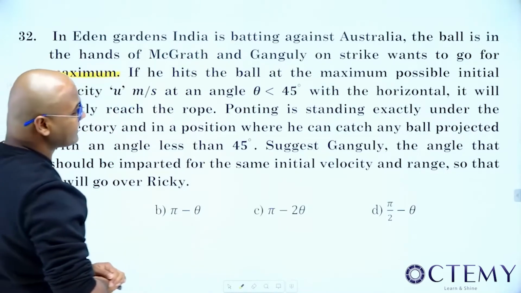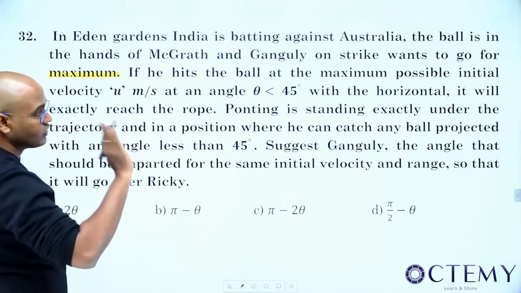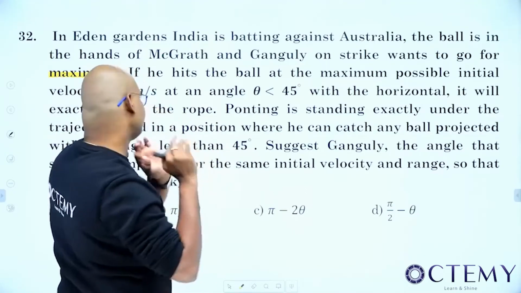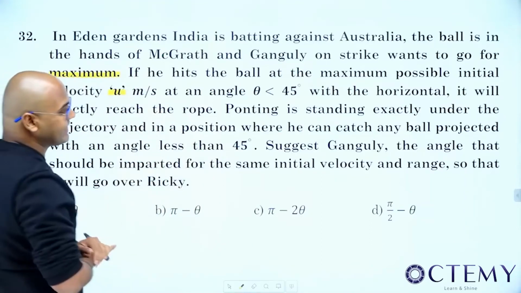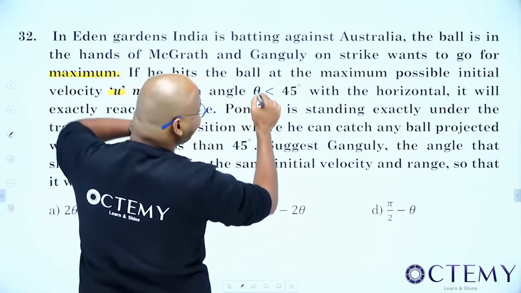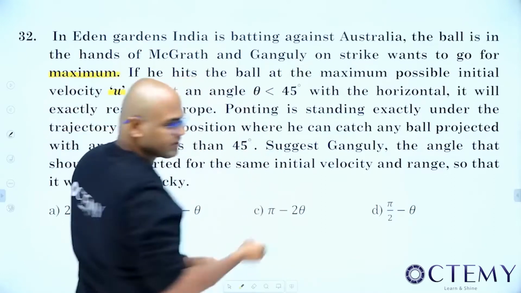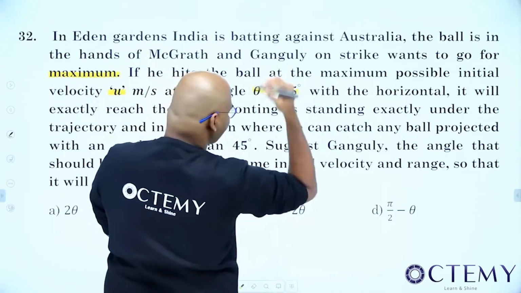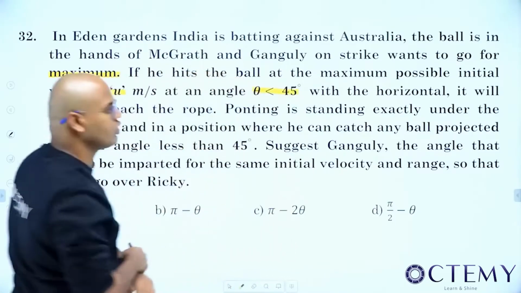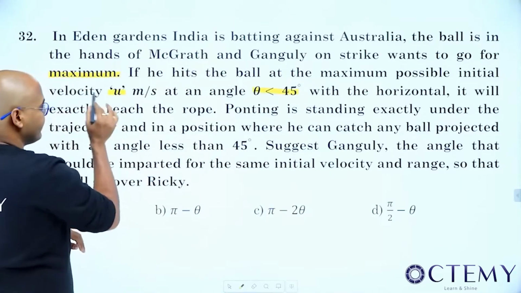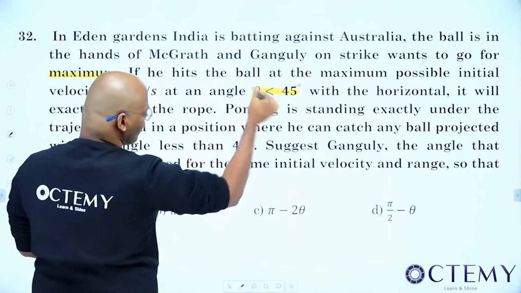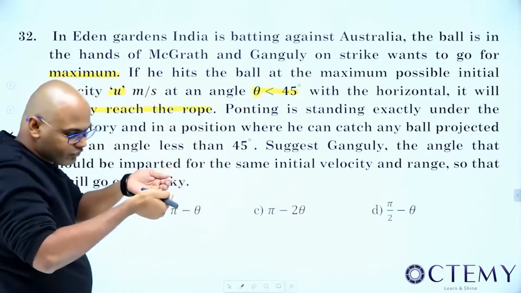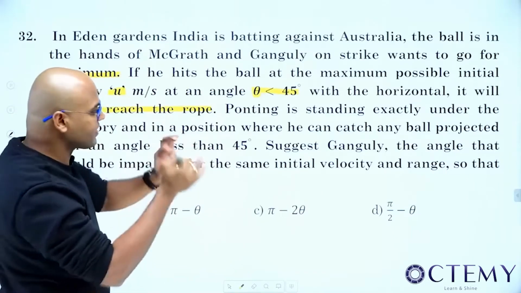If he hits the ball at the maximum possible initial velocity, so he is giving whatever the speed he can give, that velocity he is imparting, that is, let us say, some u at an angle. What Ganguly did, he has struck it at an angle. See, nobody will strike at 0 degrees or 90 degrees, right? They will strike at some angle, and he had struck at an angle theta less than 45 degrees with the horizontal. So with this u and theta, the ball exactly reaches the rope. It will not fall before, it will not fall after. It is exactly falling on the rope.